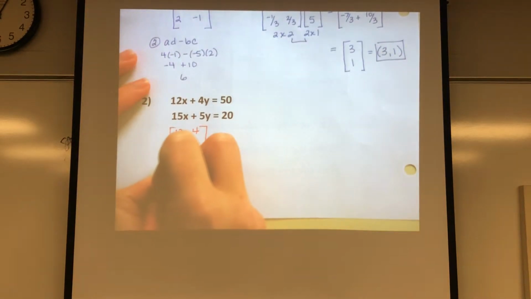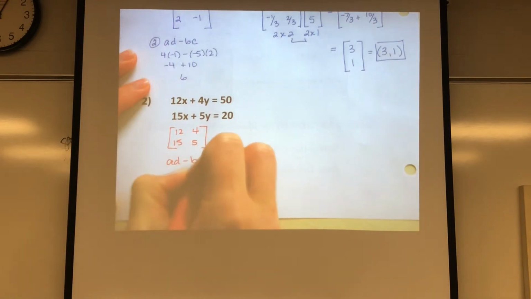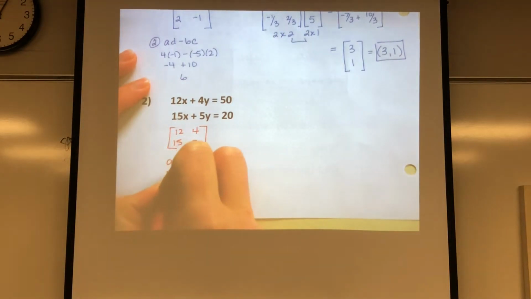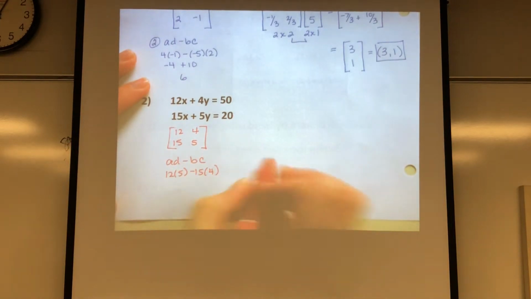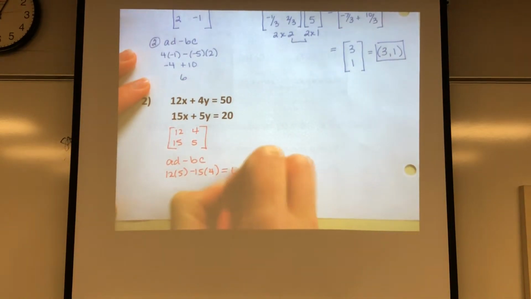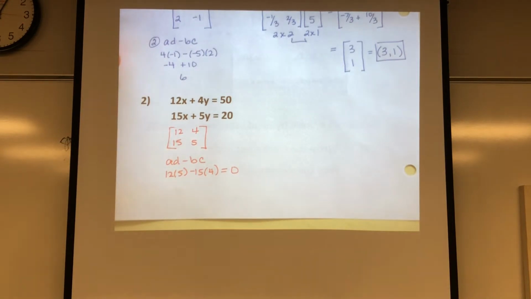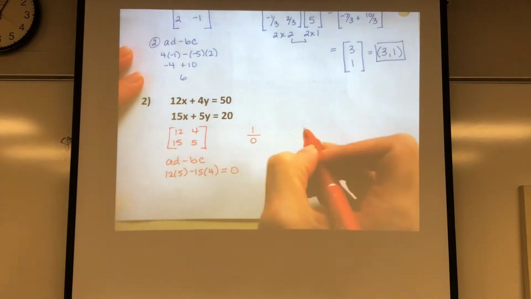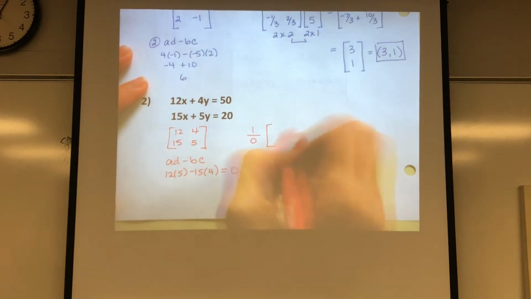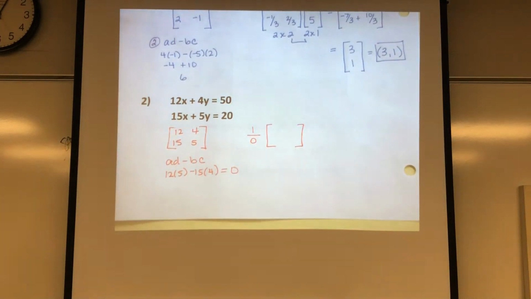Then we find our determinant, AD minus BC. So 12 times 5 minus 15 times 4. And that's going to equal 0. So when we try to do step 3 and take 1 divided by 0 times that mixed up matrix, can we divide 1 by 0?